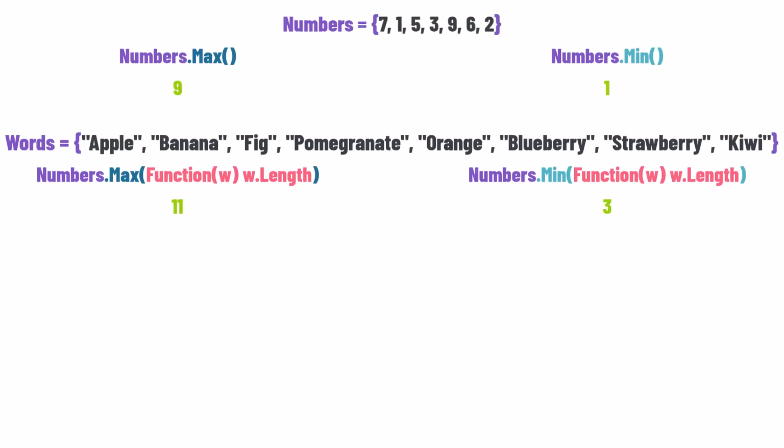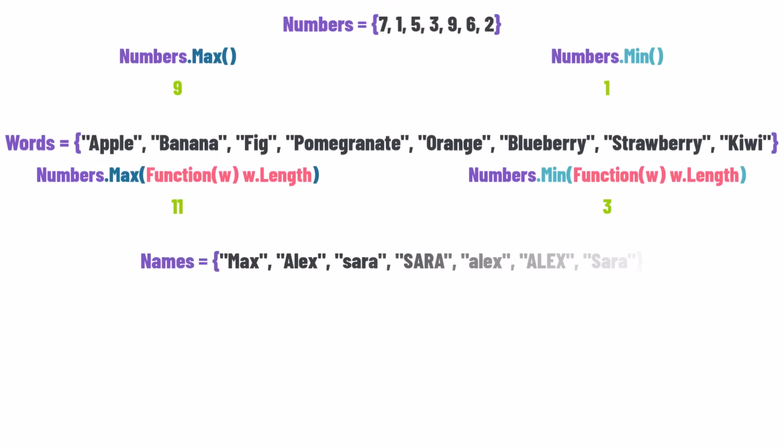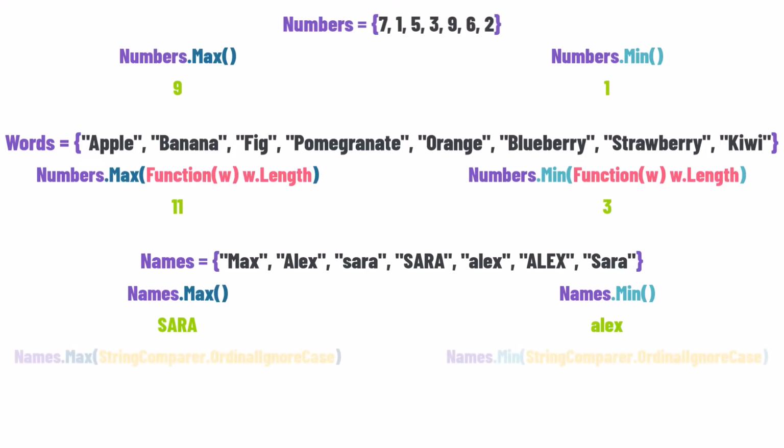In another scenario, let's consider a list of strings where some words are repeated in different cases, upper and lower. Using the first overload, the Max method will return the word Sarah in uppercase, as it's considered greater in alphabetical order, and Min will return the word Alex in lowercase. To handle this case insensitively, we use the third overload, which includes a string comparer to ignore case. The results will differ now.